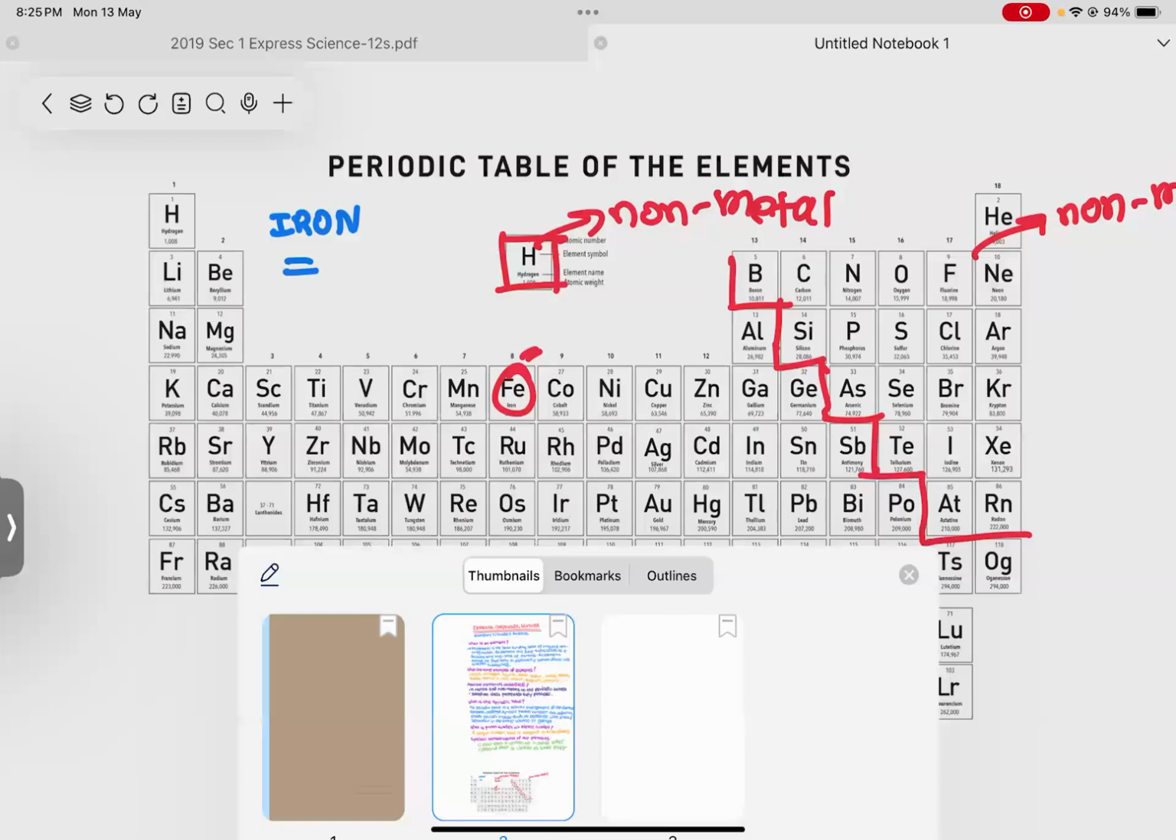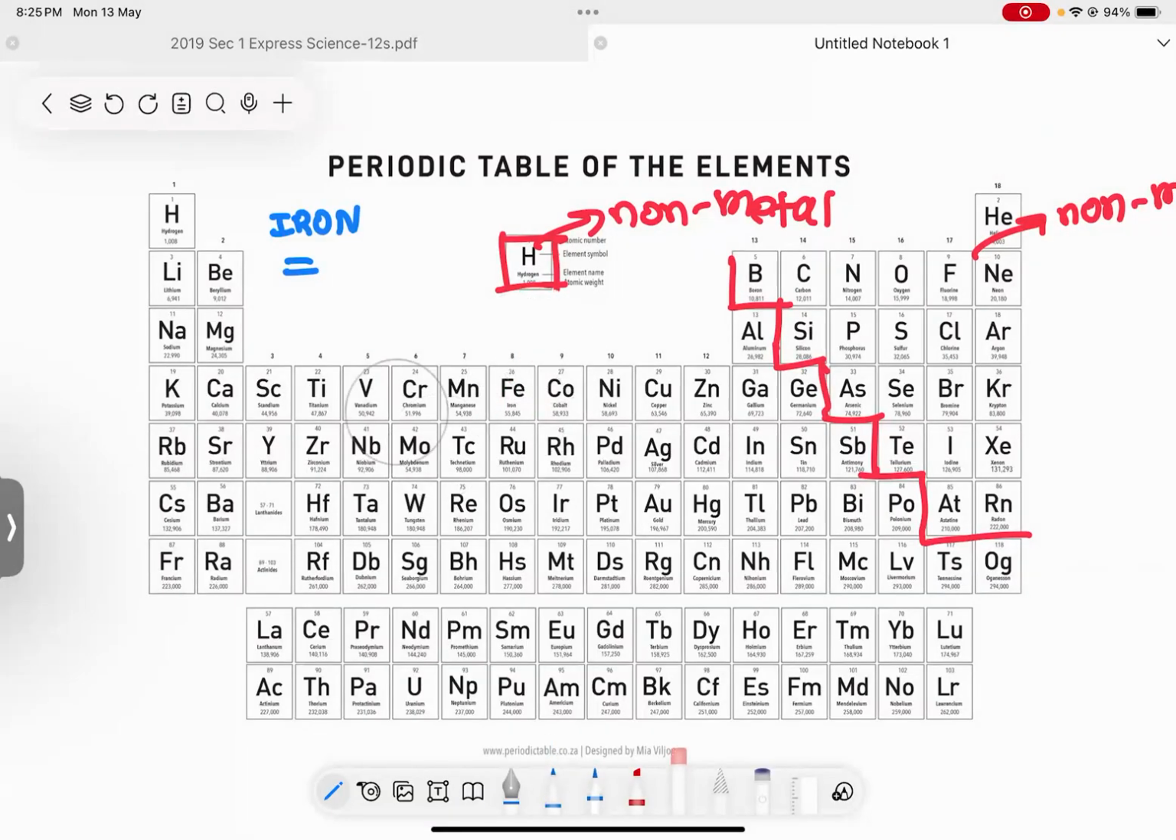No friends, I have not made any mistake in explaining. This Fe you see here is from the Latin name of iron. I can't remember the name, but there is a Latin name of iron which gives us Fe.